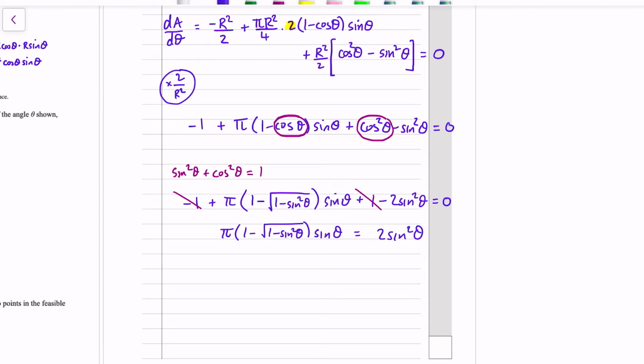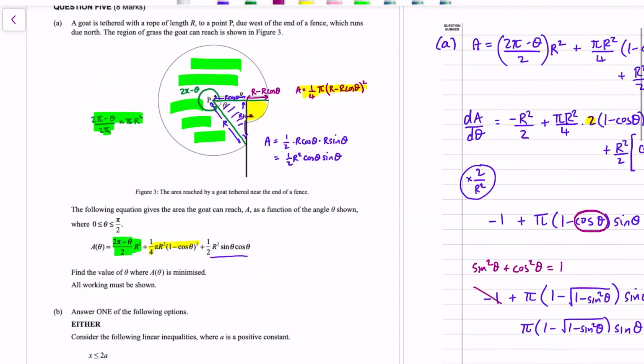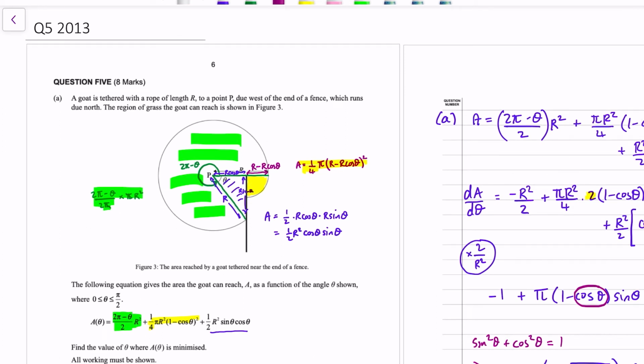Sine theta is not 0. Sine theta would be 0 when theta is 0 or pi, but if we go back to the goat here, if that angle theta that's in the diagram is equal to 180 degrees, what does that mean for the post?